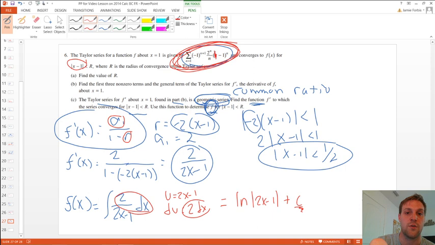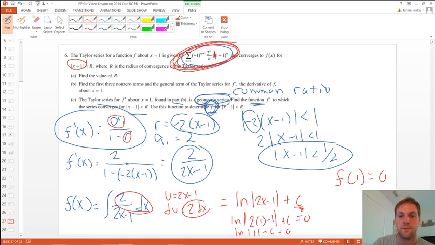Like if I plug 1 in for x, that's going to make this ratio 0, and that's going to converge to 0. So basically what I'm saying is f of 1 is equal to 0. F of your center is always going to equal 0. So if I do that, and I set that equal to 0, I can do ln of absolute value of 2 times 1 minus 1 plus c equals 0. This becomes the ln of 1 plus c equals 0. ln of 1 is 0, so c is 0.